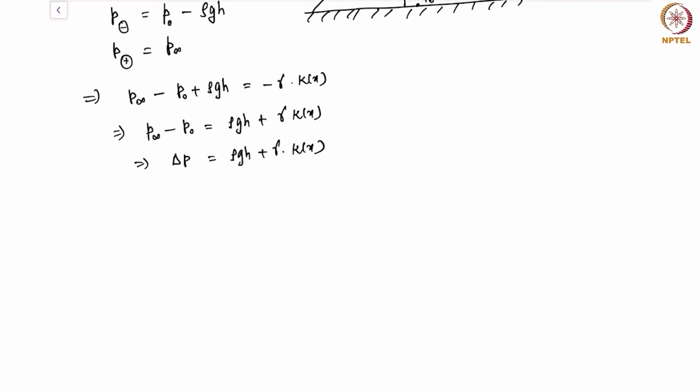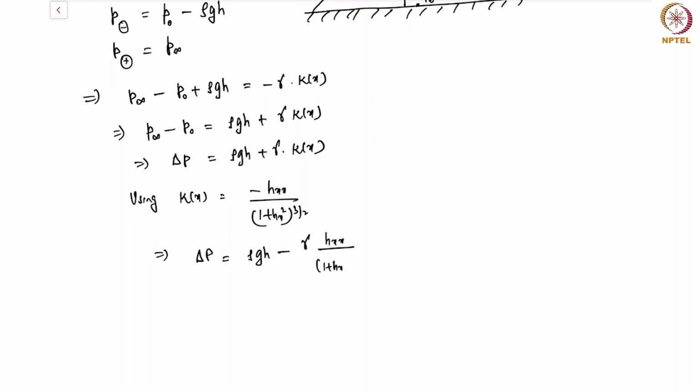So this is a very, very important result. Using the expression for this curvature, minus hxx by 1 plus hx square whole power 3 by 2, we now have delta P will be rho gh minus gamma times hxx by 1 plus hx square whole power 3 by 2.